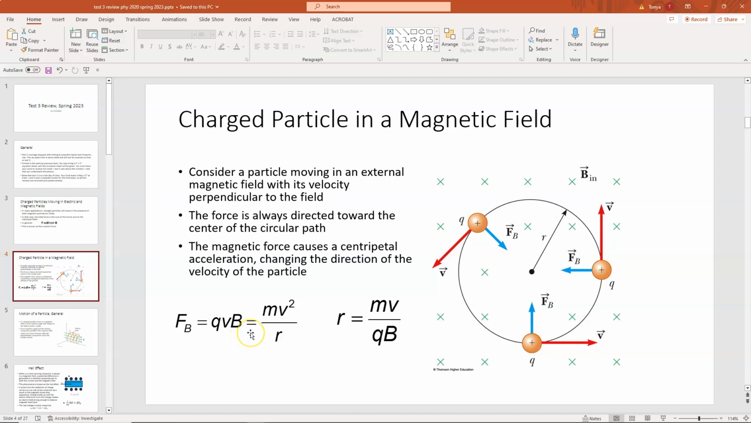And so your magnitude QV cross B, which would be QVB sine of theta, goes to QVB since sine of 90 degrees is 1. Then you can set that equal to your centripetal force. And remember, centripetal force is mv squared over r. In those cases, your charged particle makes circles in these magnetic fields. And the radius of that circle would give you the charge to mass ratio, as you can see here.